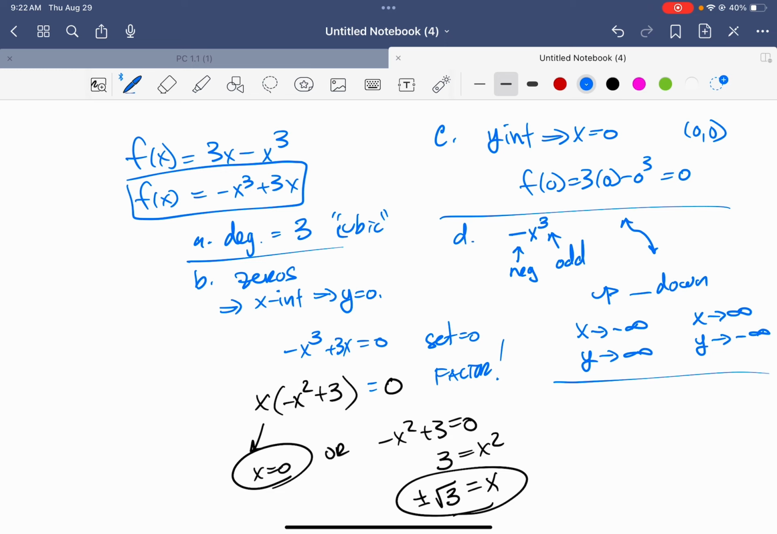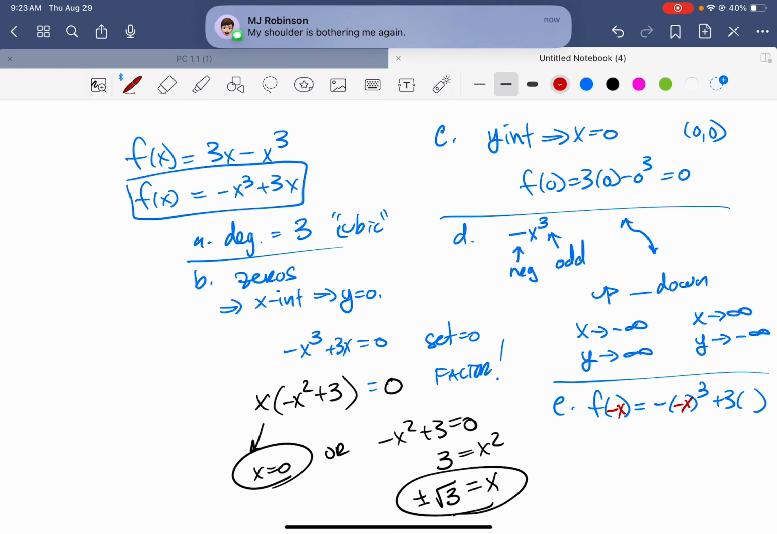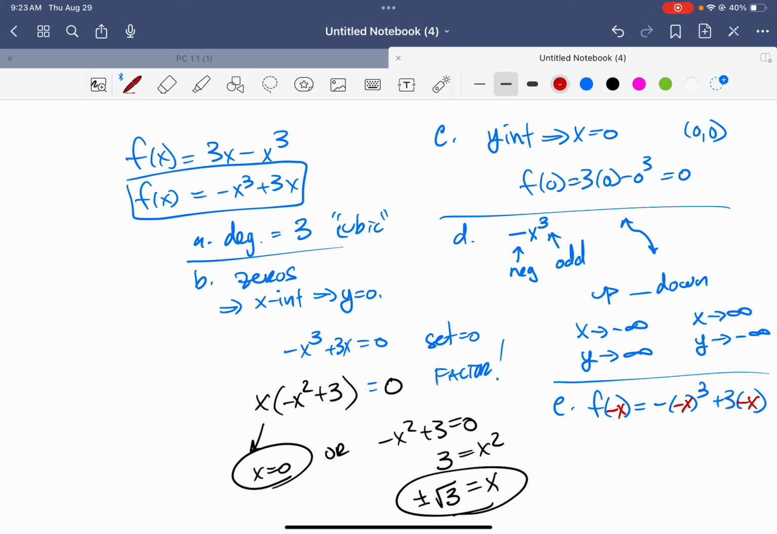And then E, determine if this thing is even, odd, or neither. As we said last time, you just take your function and you give it negative x and see what happens. In this case, when we give it negative x, I guess we get x cubed minus 3x. And notice what that is. That is just negative x cubed plus 3x, or in other words, it's just negative the original, so that means our function is odd.